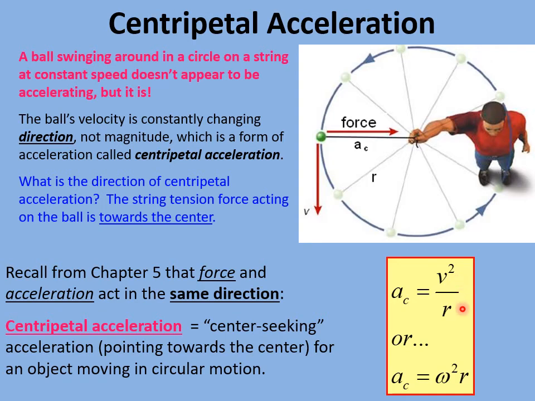It's v squared over r. So in other words, if we know the speed of the ball, v, we just square it and divide it by the radius of the circle. Likewise, we can remember that v is equal to omega times r, and plug that in here, and remember to square everything, and it simplifies to centripetal acceleration is also equal to omega squared times r. So depending on whether we know v or omega, we can use either of these equations to quickly calculate centripetal acceleration.